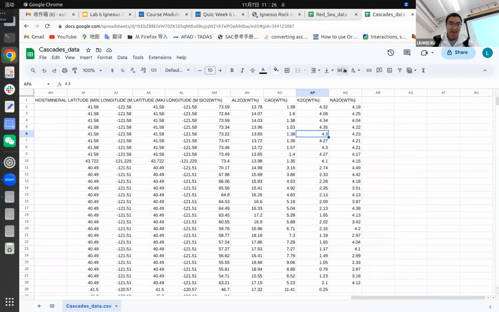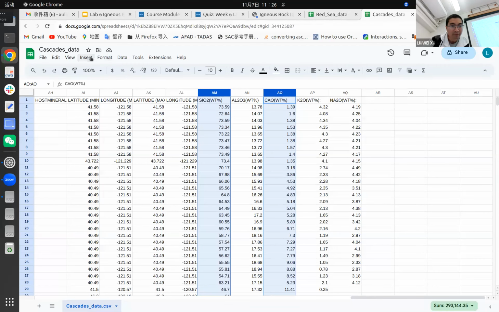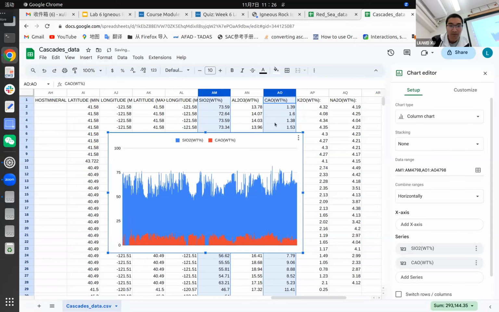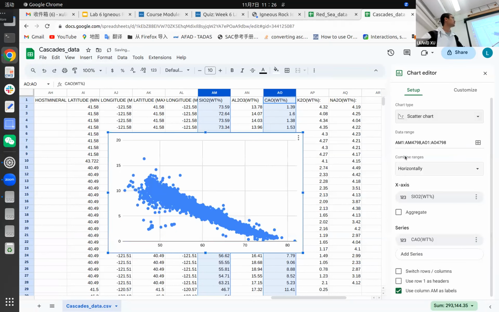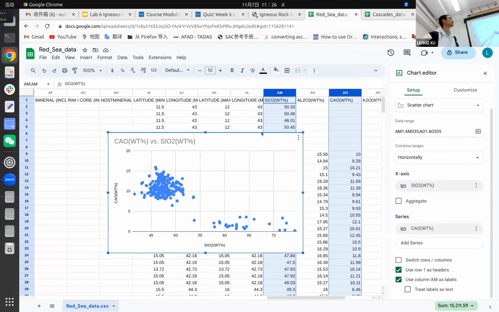For the cascade data, it has many more data points. So if you plot it in Google Sheets, it will give you a histogram like this one by default. What you need to do is change the chart type to scatter, and then it will give you the scatter point data the same as this one.